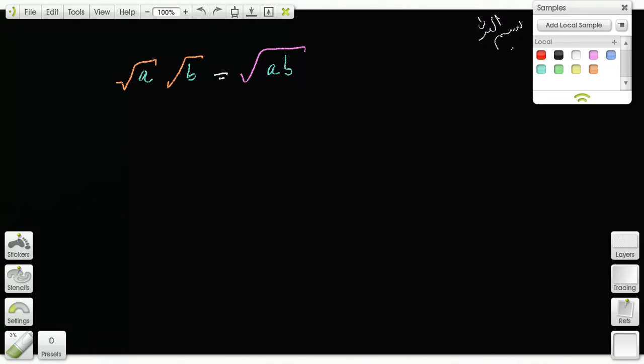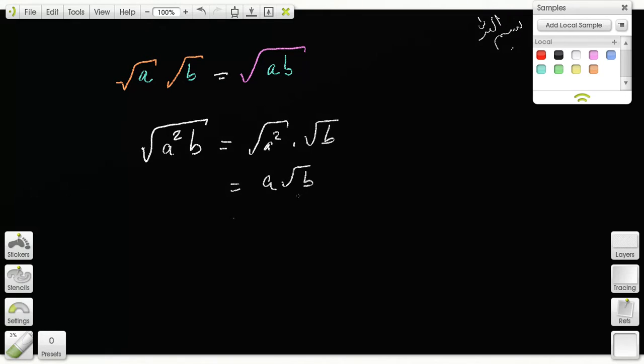Now, watch this. Now if you understand this, watch this. Square root of A squared times B. Same thing, right? I can separate this out into square root of a squared times square root of b, right? This is what? What's the square root of a squared? A times square root of b. Yes or no?